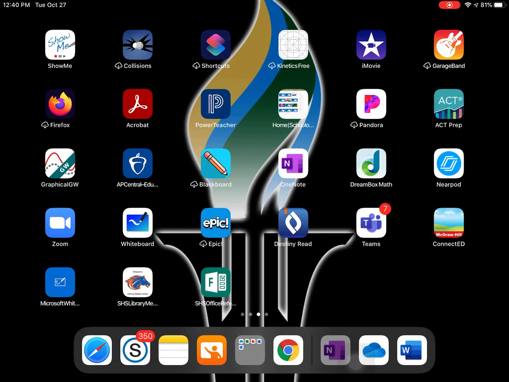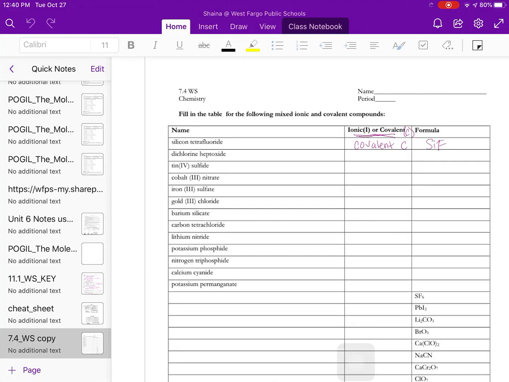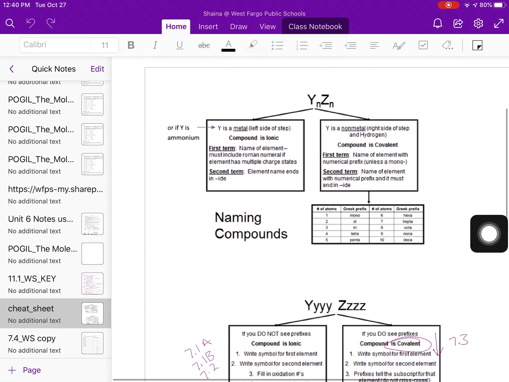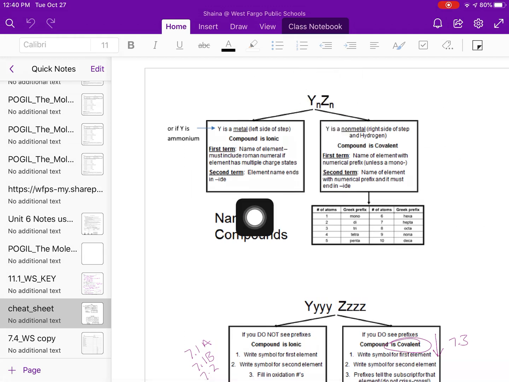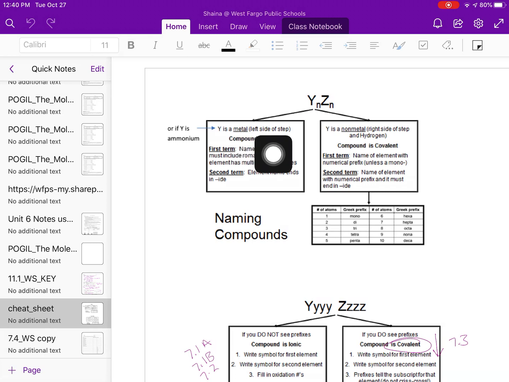Okay, now we're gonna go and do one of the ones where we name it. We're gonna jump and do PbI2. So we're gonna go up to the naming compounds. PbI2. If Y is a metal, which is the left side of the table, or ammonium, the compound is ionic. If it's a nonmetal, which is the right side, or hydrogen, it's covalent. So we had Pb.